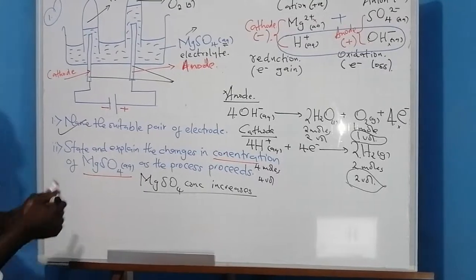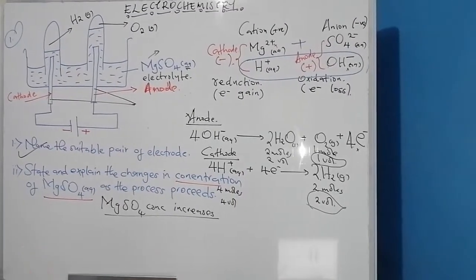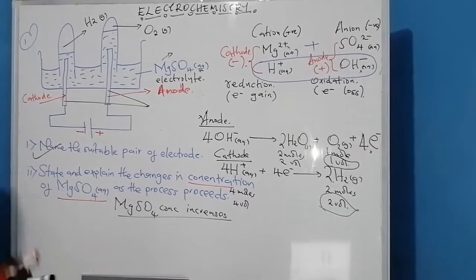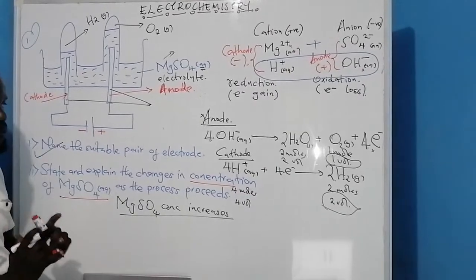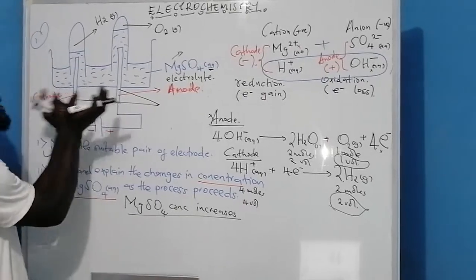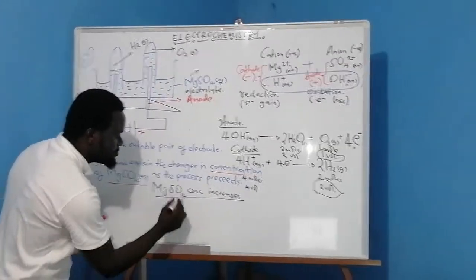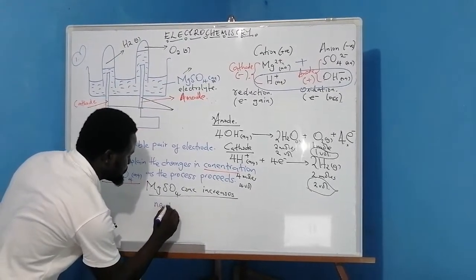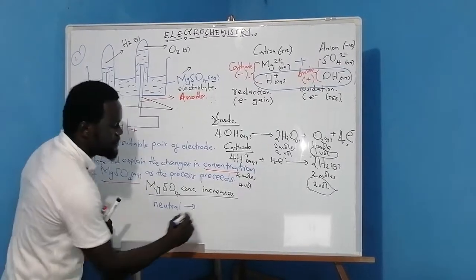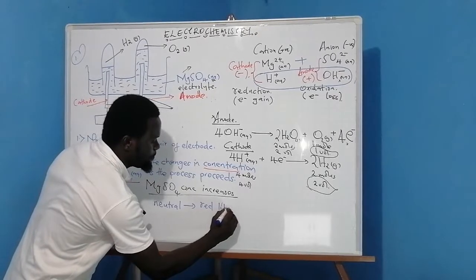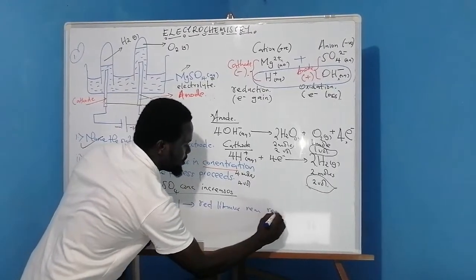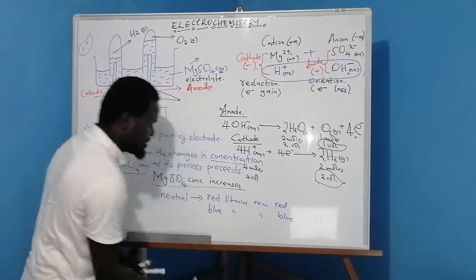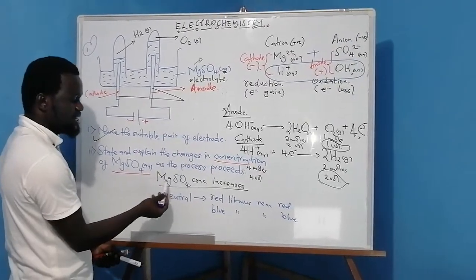The reason being hydrogen ions and hydroxide ions have been discharged, leaving alone magnesium and sulfate ions. And at some point, you might also be asked the nature of the solution, or the resultant electrolyte after electrolysis. Magnesium sulfate is a neutral solution. It therefore means when we dip red litmus paper, it remains red. How about blue? Blue litmus paper remains blue. Why? Because it is neutral. We're remaining with magnesium and sulfate.